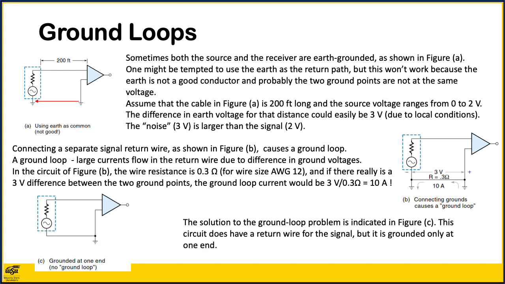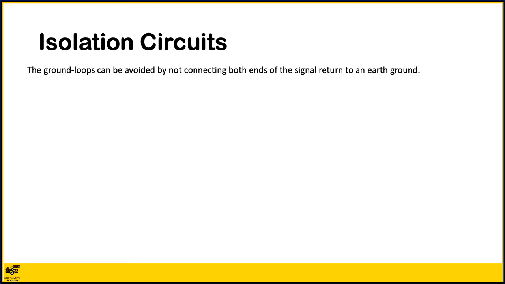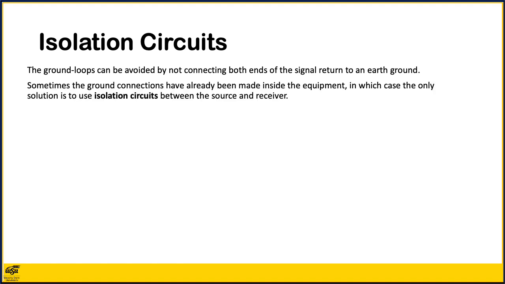The solution to the ground loop problem is indicated in Figure C. The circuit shows that a return wire for the signal is added, but it is grounded only at one end. The ground loop problem can be avoided by simply not connecting both ends of the signal return to an earth ground. However, sometimes the ground connections have already been made inside the equipment, in which case the only solution is to use isolation circuits between the source and receiver.